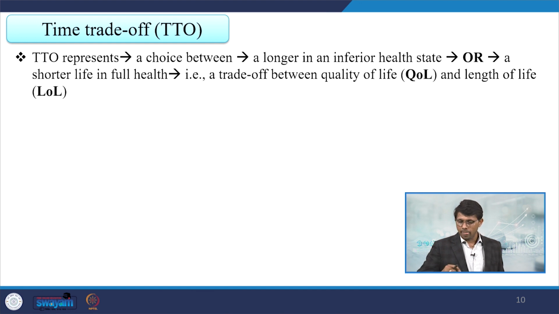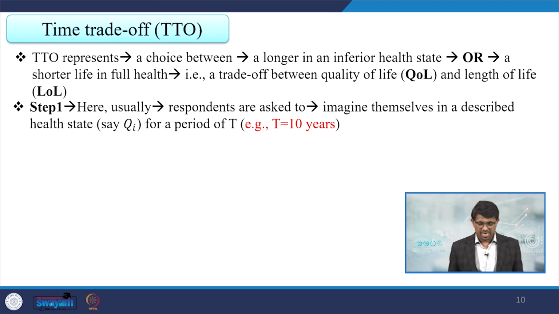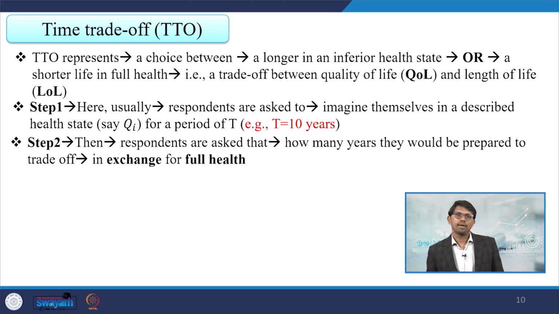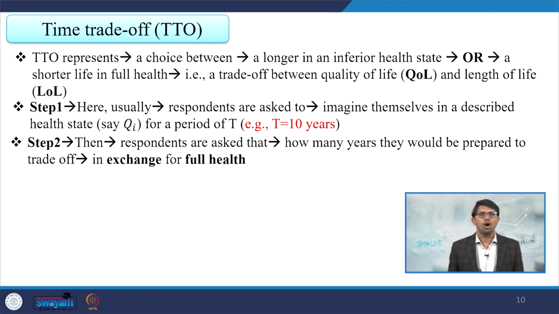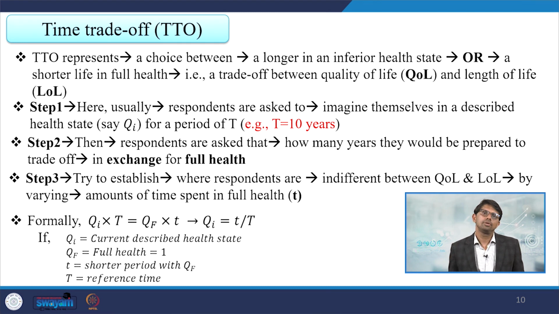In step 1 of the TTO, respondents are usually asked to imagine themselves in a described health state, let it be QI, for a period T, maybe of 10 years. Then the respondents are asked how many years they would be prepared to trade off in exchange for full health. In the third step, we try to establish where respondents are indifferent between the QL and the LOL, that is length of life, QL that is quality of life.